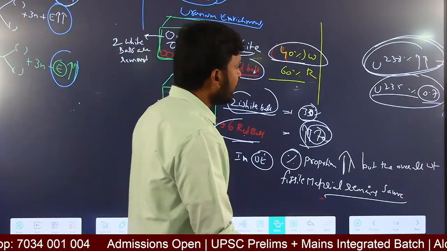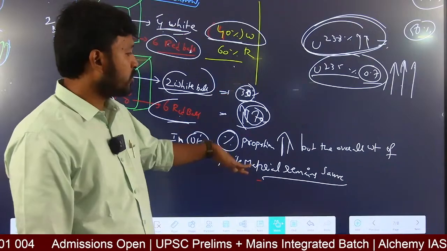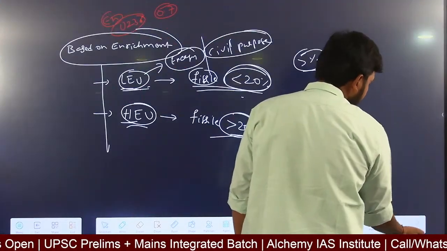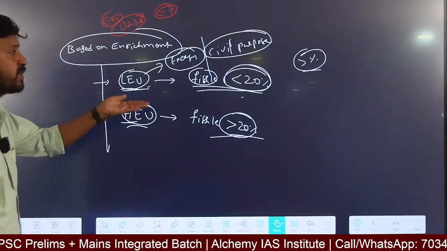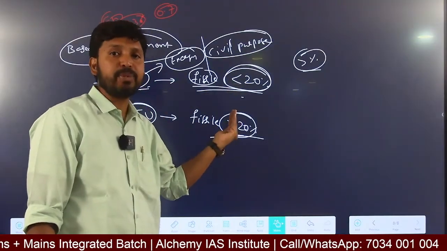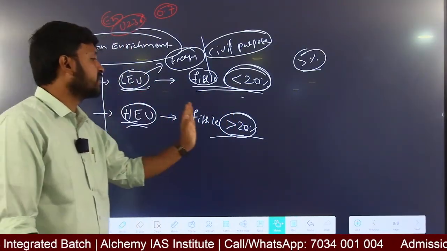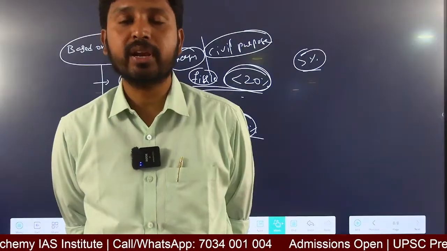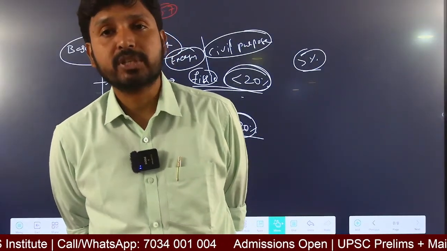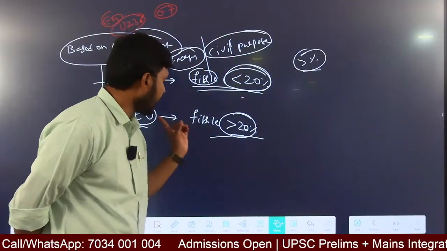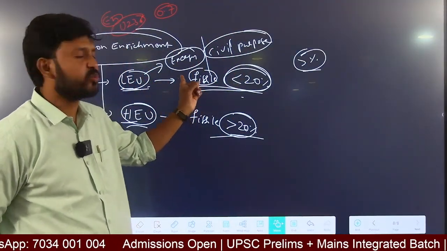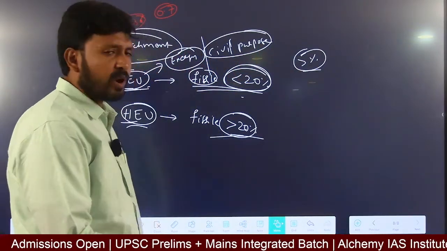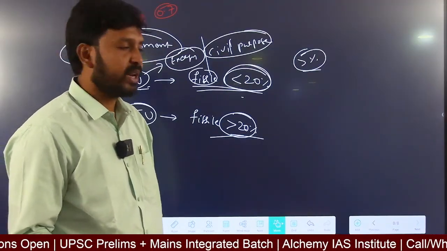Based on uranium enrichment, there are different types of materials: low enriched uranium and high enriched uranium. Low enriched uranium is when the fissile material proportion is less than 20 percent, and if it is more than 20 percent, it is called high enriched uranium. High enriched uranium is generally used for nuclear bombs, that is, nuclear weapons, and low enriched uranium is generally used for energy purposes, also called civil purposes. Is it clear? I hope you now have a basic understanding of nuclear energy.